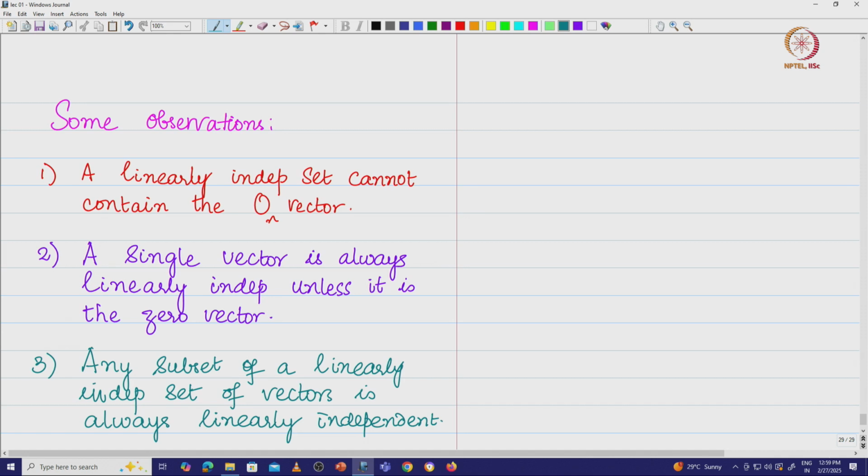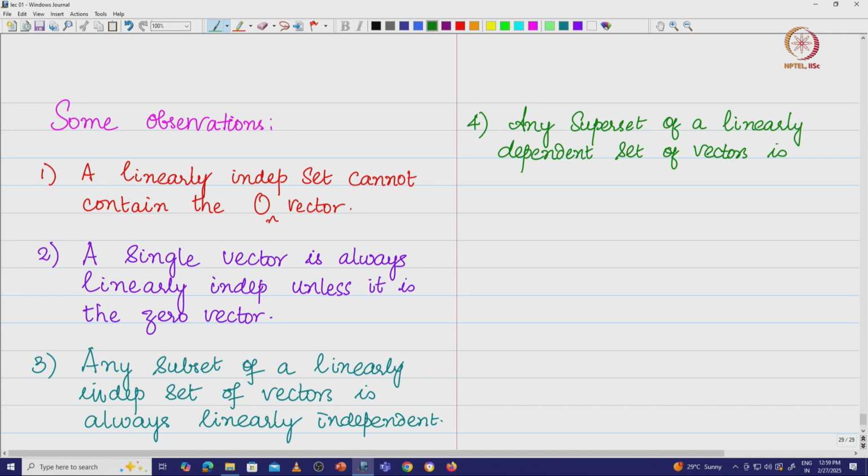And an even more important and interesting observation is the fourth one: any superset of a linearly dependent set of vectors is linearly dependent.